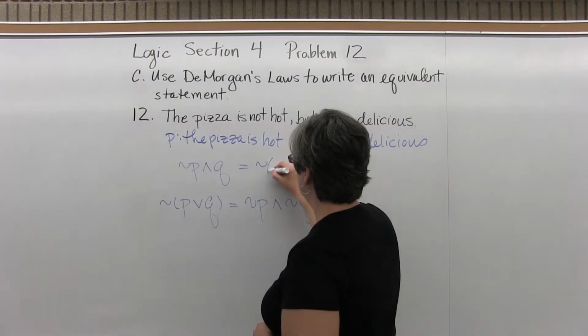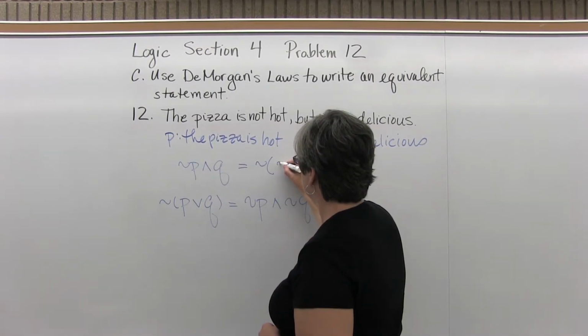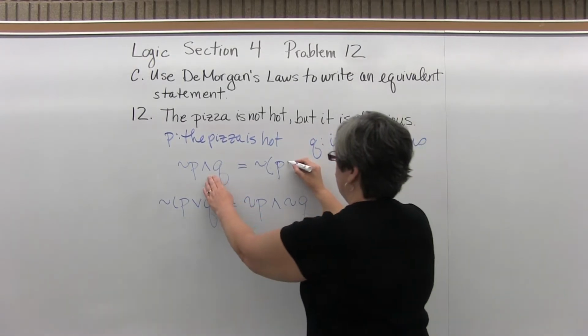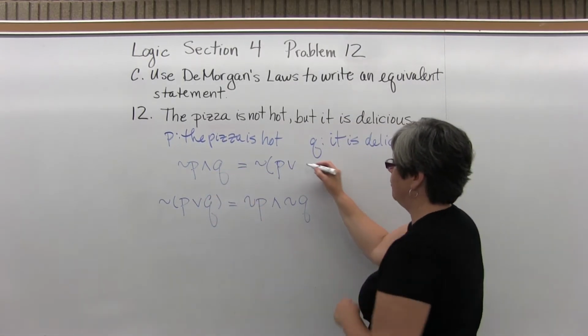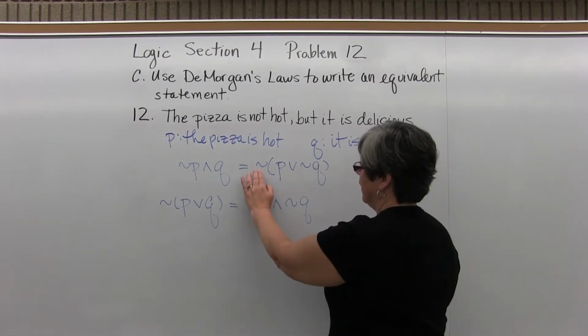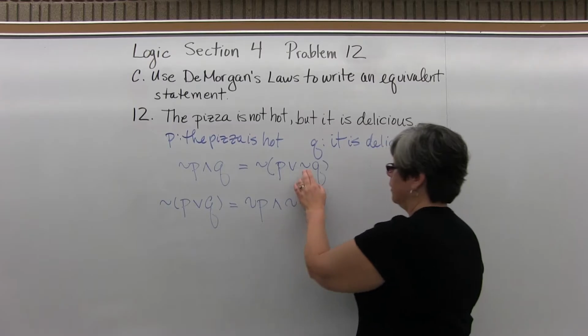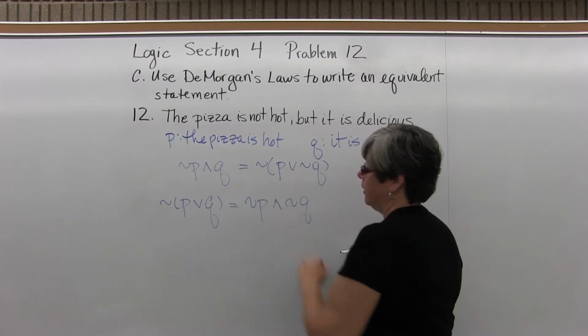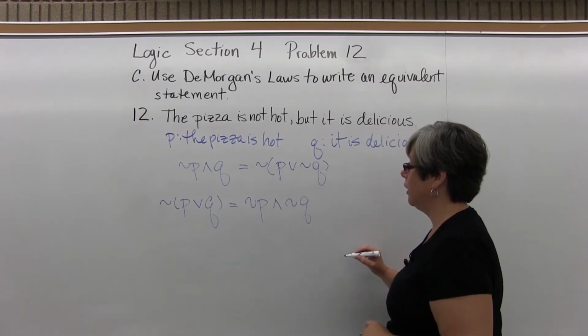So we have the negation of P, the opposite of that will be P, or Q, the opposite of that will be the negation of Q. So again, the negation of P, the negation of Q is Q, and the "and" becomes the "or". So it's a backwards one, a little tricky.